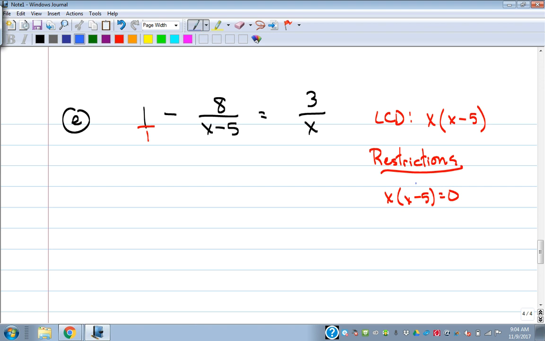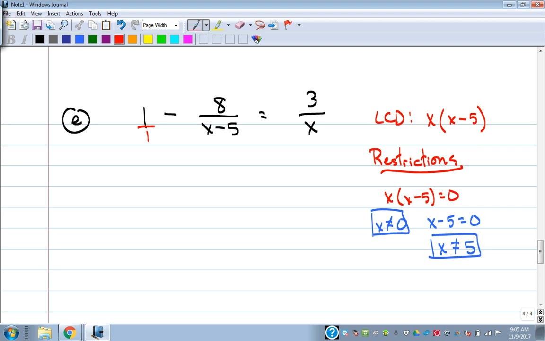You're going to have to undistribute. So if it's already in factored form like that, you can't divide by x. So x can't be 0. x can't be 5. If we get one of those answers, we throw it out. Okay. And then you go and you fix the denominators.